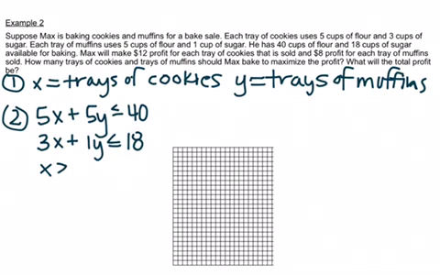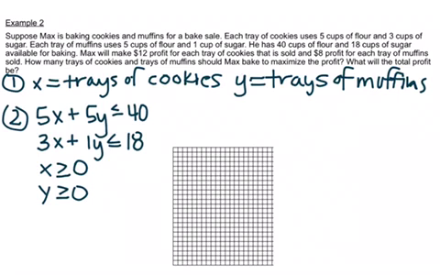We need x to be greater than or equal to 0, because he has to make greater than or equal to 0 trays of cookies. And the same thing for muffins. y has to be greater than or equal to 0. It could be equal to 0 because it may make sense for him to make no cookies and make only muffins, or vice versa. So there's my system of inequalities.